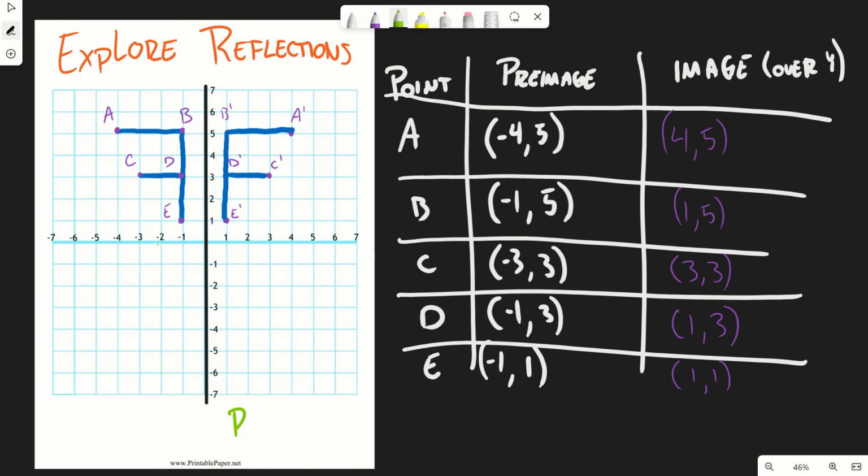When I reflect over the y-axis, what relationship do you see between all of my points? Yes, when I reflect over my y-axis, my x values are opposite. My x values are opposite when I reflect over the y-axis.